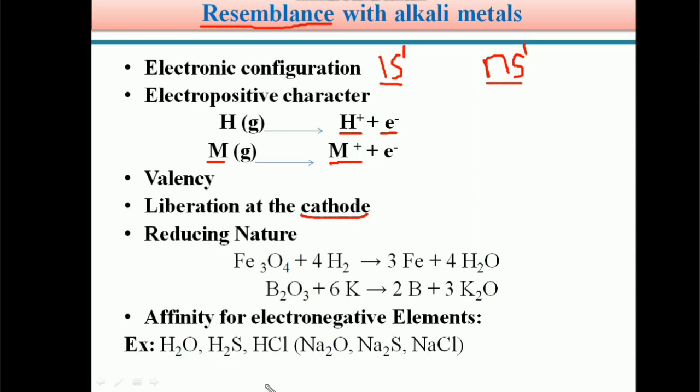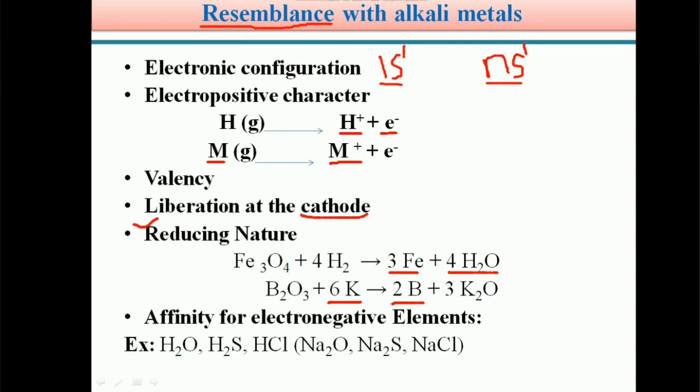Next resemblance with alkali metals is reducing nature. Like alkali metals, hydrogen also acts as a reducing agent. For example, when hydrogen is passed over iron oxide, it removes oxygen from the iron, forming iron metal, and a water molecule is formed. Similarly, we know alkali metals act as reducing agents. For example, B2O3 when treated with an alkali metal like potassium forms potassium oxide plus boron. Here potassium acts by removing the oxygen.